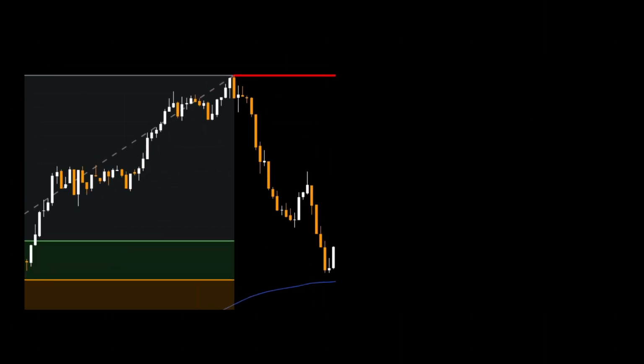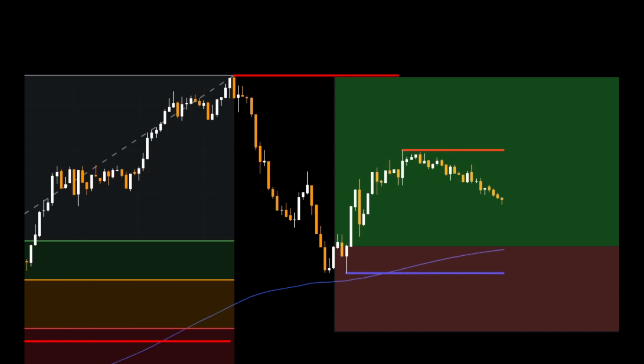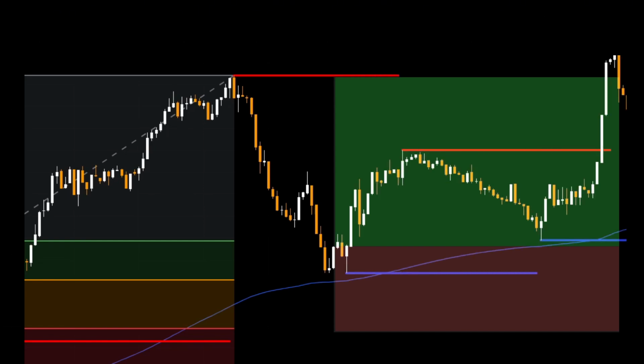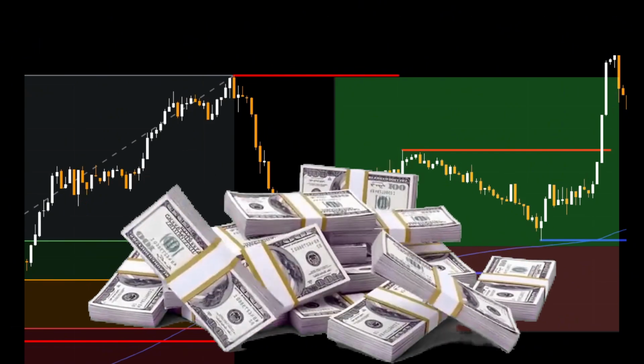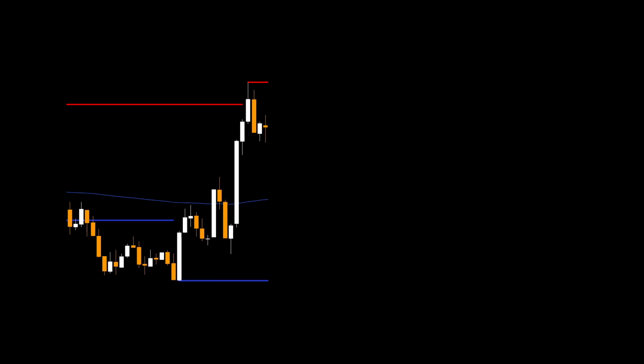Here's the plan. We'll place our stop loss just below right here and set our take profit up here, aligned with the trend. And now we wait. Boom. Profit secured. This is how you trade smartly and stay in control of your strategy. Let's look at another scenario.